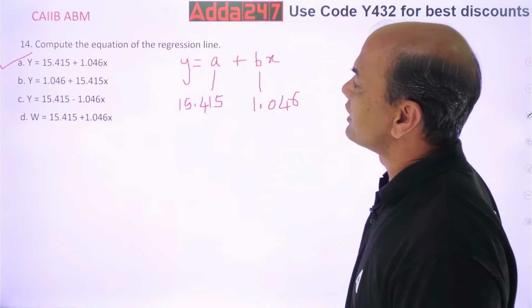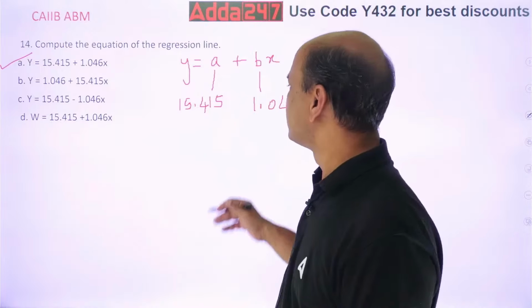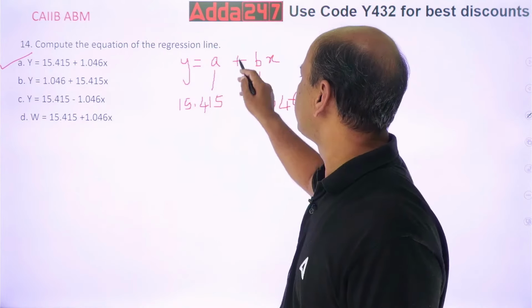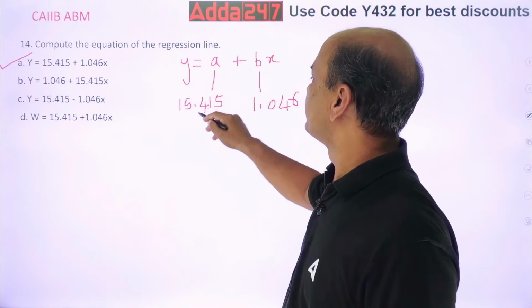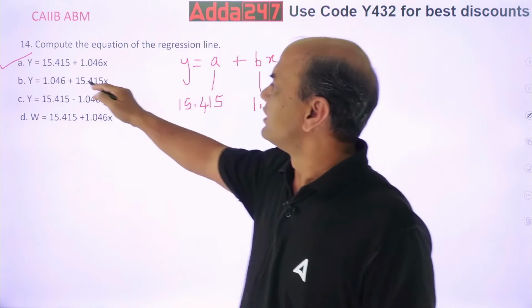Compute the equation of the regression line. Now the equation is simple. Once you have got A and B, the equation is nothing. It is 15.51 plus B, 1.045, into X.